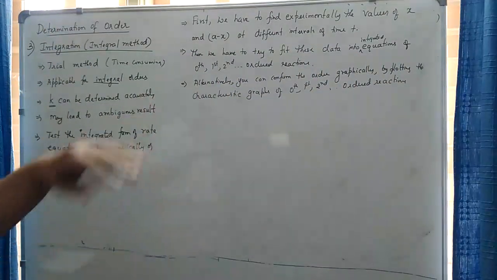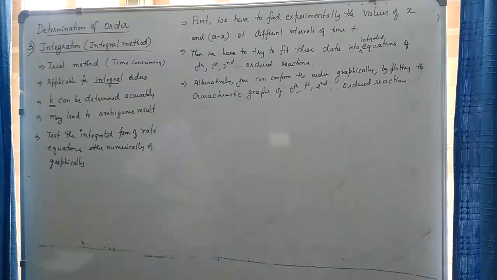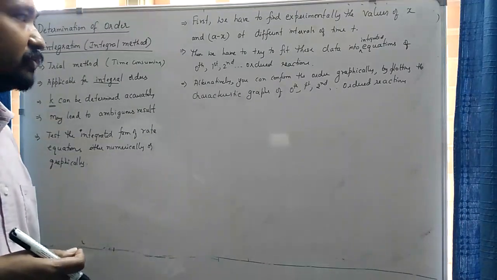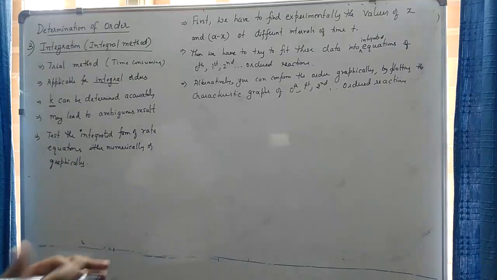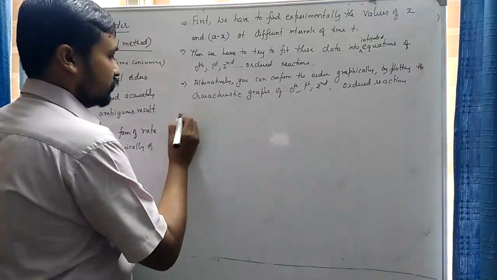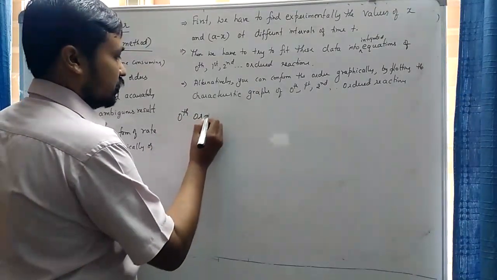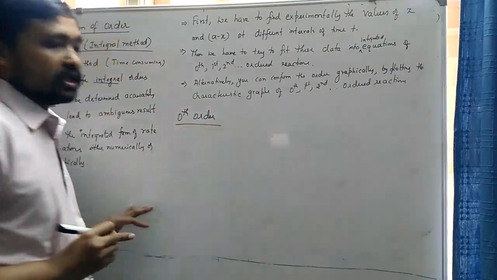I will take an example and try to explain. The first step is that we have data. For a particular chemical reaction, we have x, a minus x, and time t. Now let us start with the zeroth order reaction.